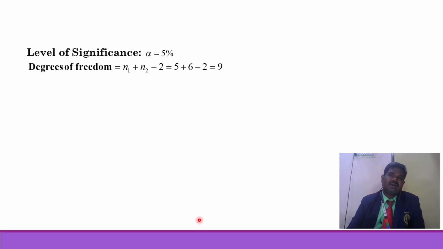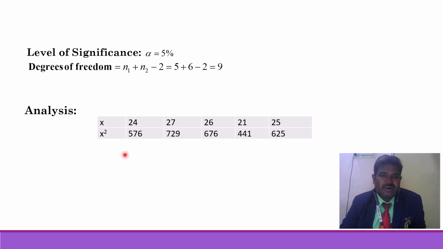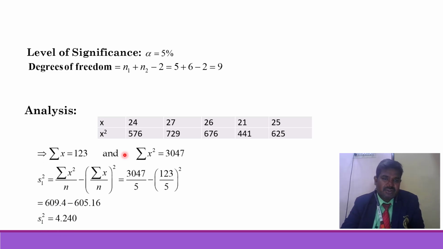Here only the observation values are given. So first we have to compute the mean and the variance, and then we can proceed. Here we choose the level of significance to be 5%, with degrees of freedom n1 plus n2 minus 2, that is 5 plus 6 minus 2, where n1 is 5 and n2 is 6. Simplifying, we get 9. Now we have to find the mean and variance.